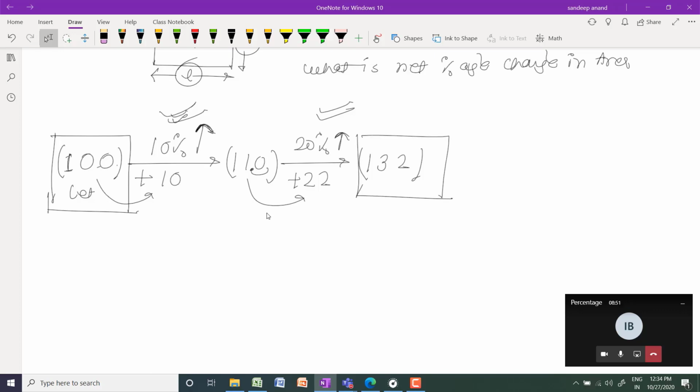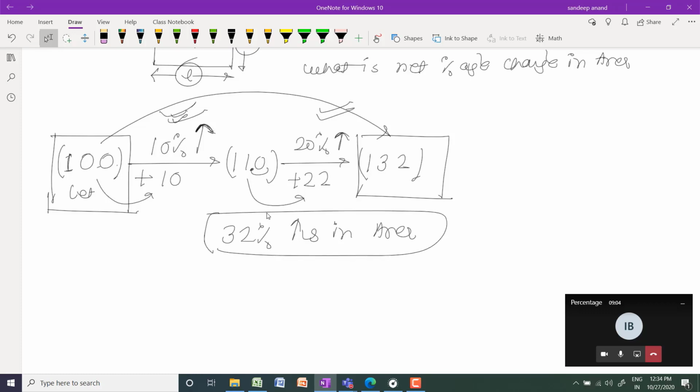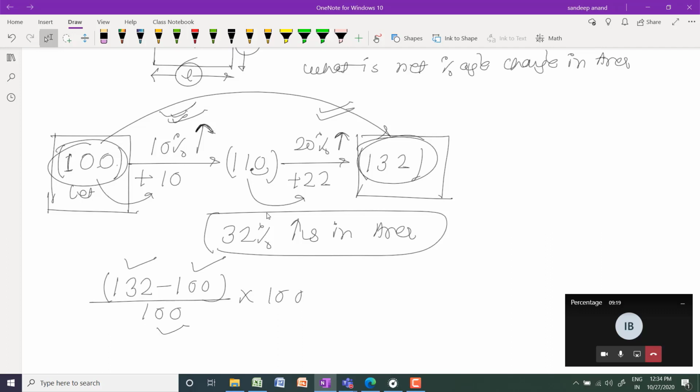So what is net percentage change in area? My net percent change in the area, look at 100 and 132, that means 32% increase in area. By the value I can easily predict that initially it was 100, now it is 132. So you can calculate the percentage change as 132 minus 100, divided by 100, and then multiplied by 100. This is how you calculate: final value minus initial value, divided by initial value, into 100.